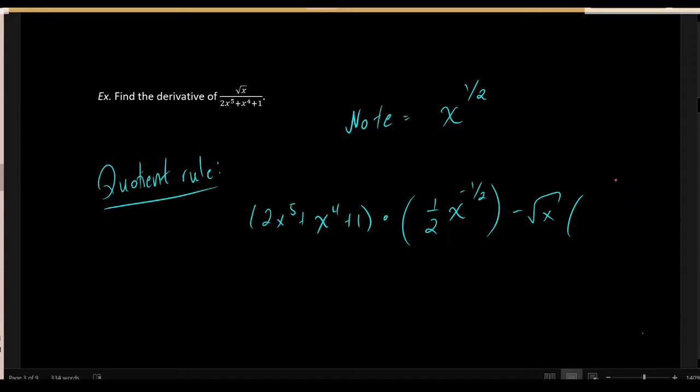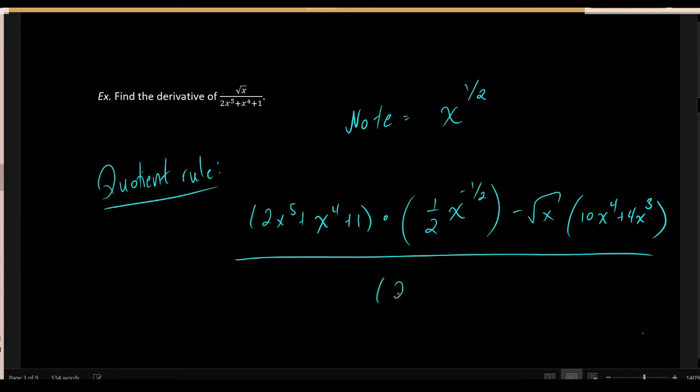So 2x to the 5th power, 5 comes down, and I get 10x to the 4th power. x to the 4th comes down, and I get 4x cubed, and the derivative of a constant, the derivative of 1, becomes 0 and vanishes. This all over the denominator squared.